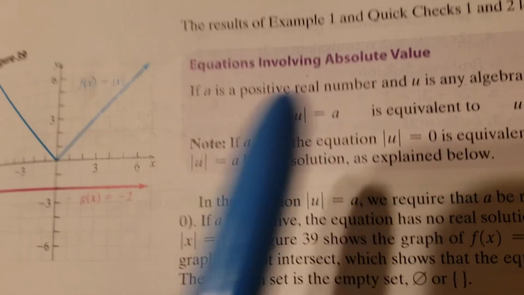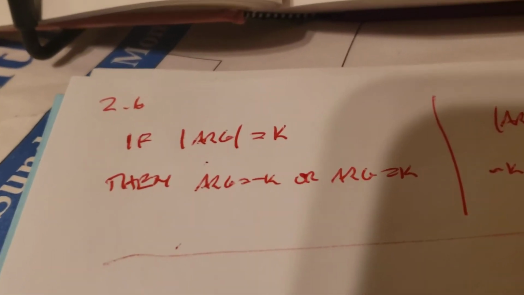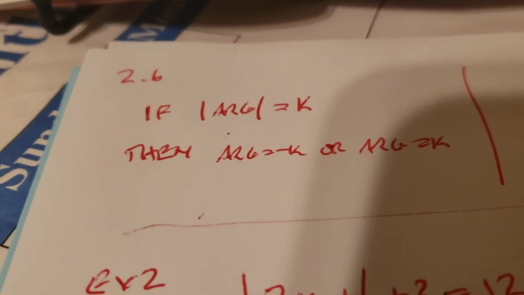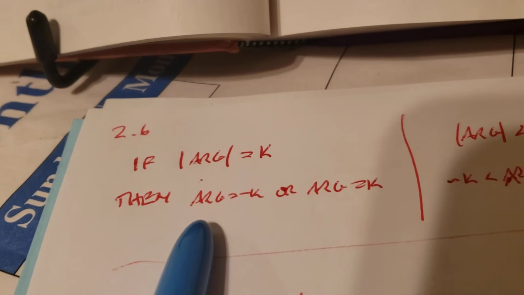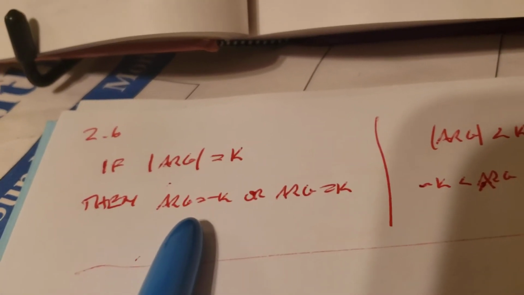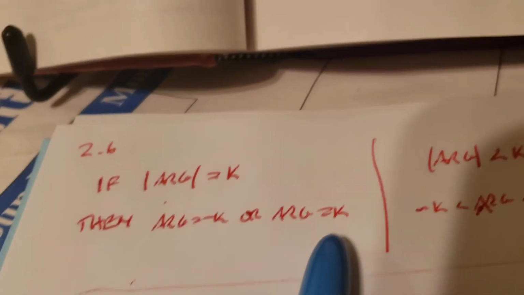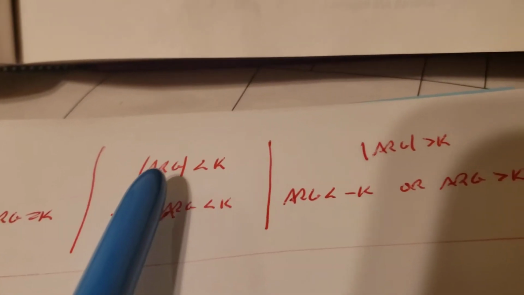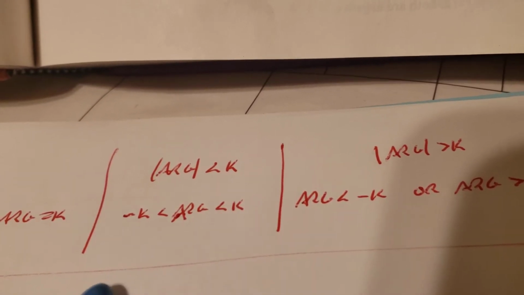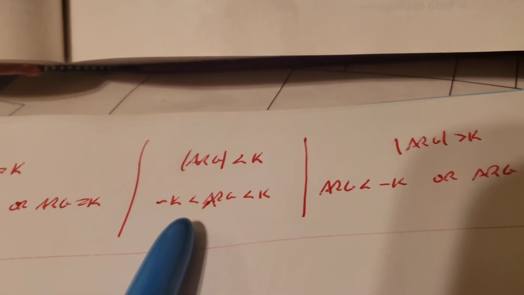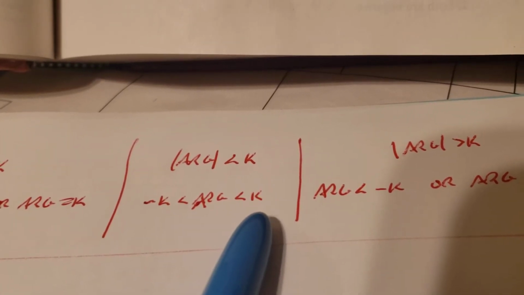So what the author writes here, I wrote here, and that is, if the absolute value of an argument is equal to k, you can free the argument with this line here. Argument is equal to minus k, or the argument's equal to k. And there are two others. If the absolute value of an argument is less than k, then this is the pattern that frees the argument. Minus k is less than the argument, it's less than k.